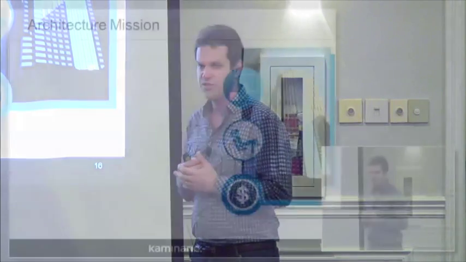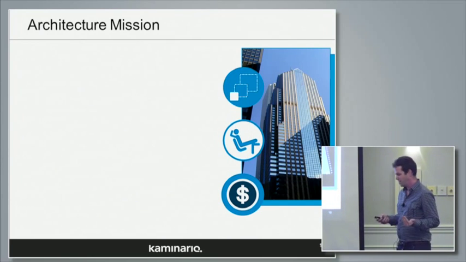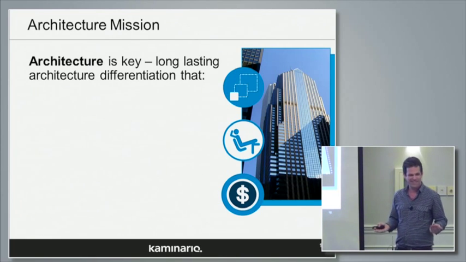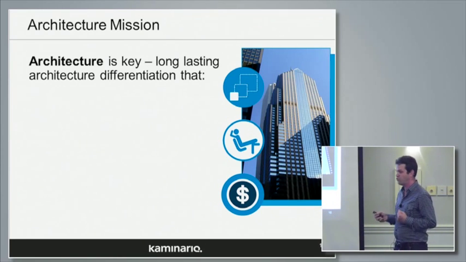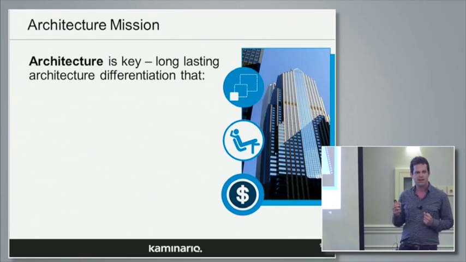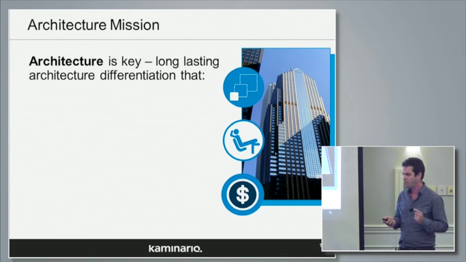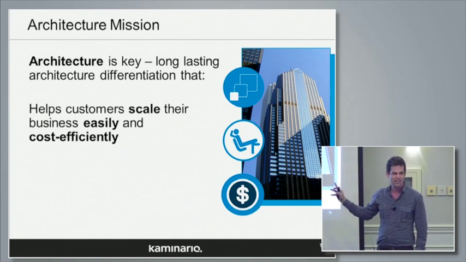So I will start with the architecture mission. Danny explained very well the company mission and our vision, and it is critical that the architecture will do it. And we believe that architecture is key because architecture brings a real differentiation, and a differentiation in the architecture means a real differentiation in the product. We are focusing on differentiation to help customers scale their business easily and cost efficiently.